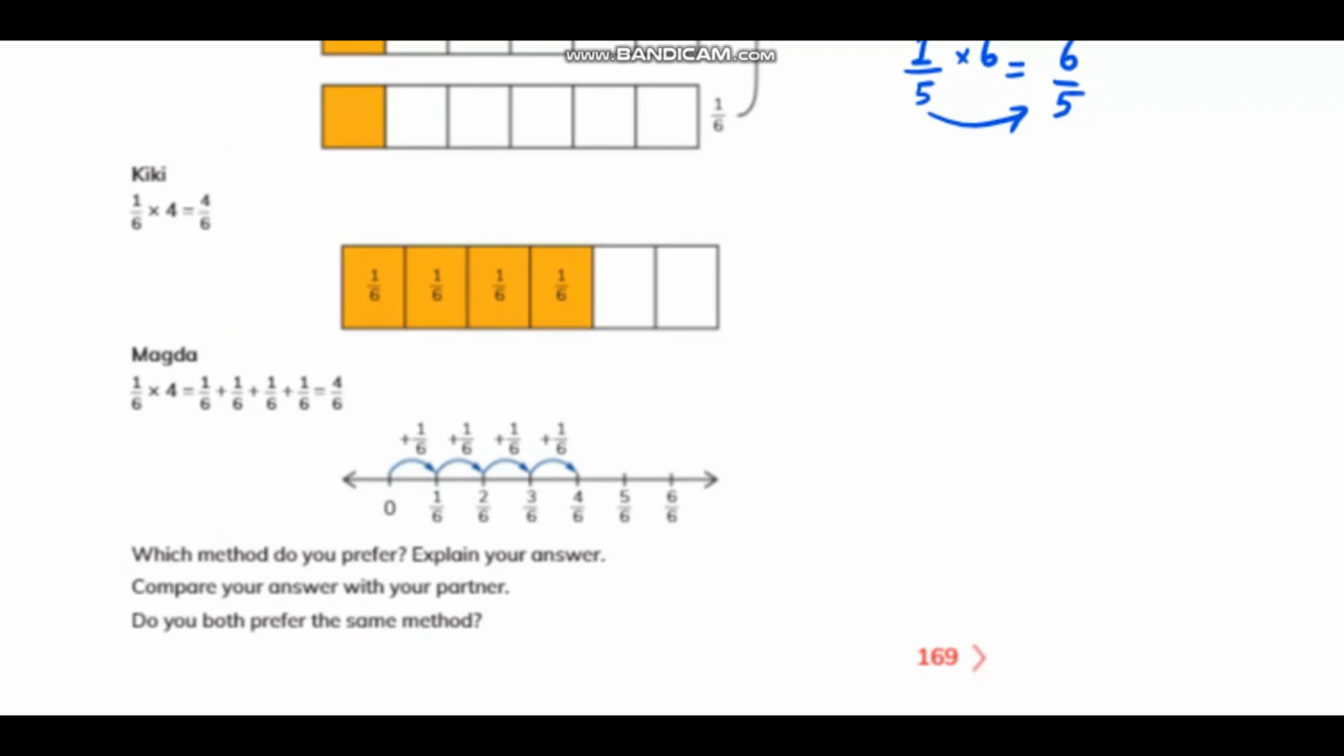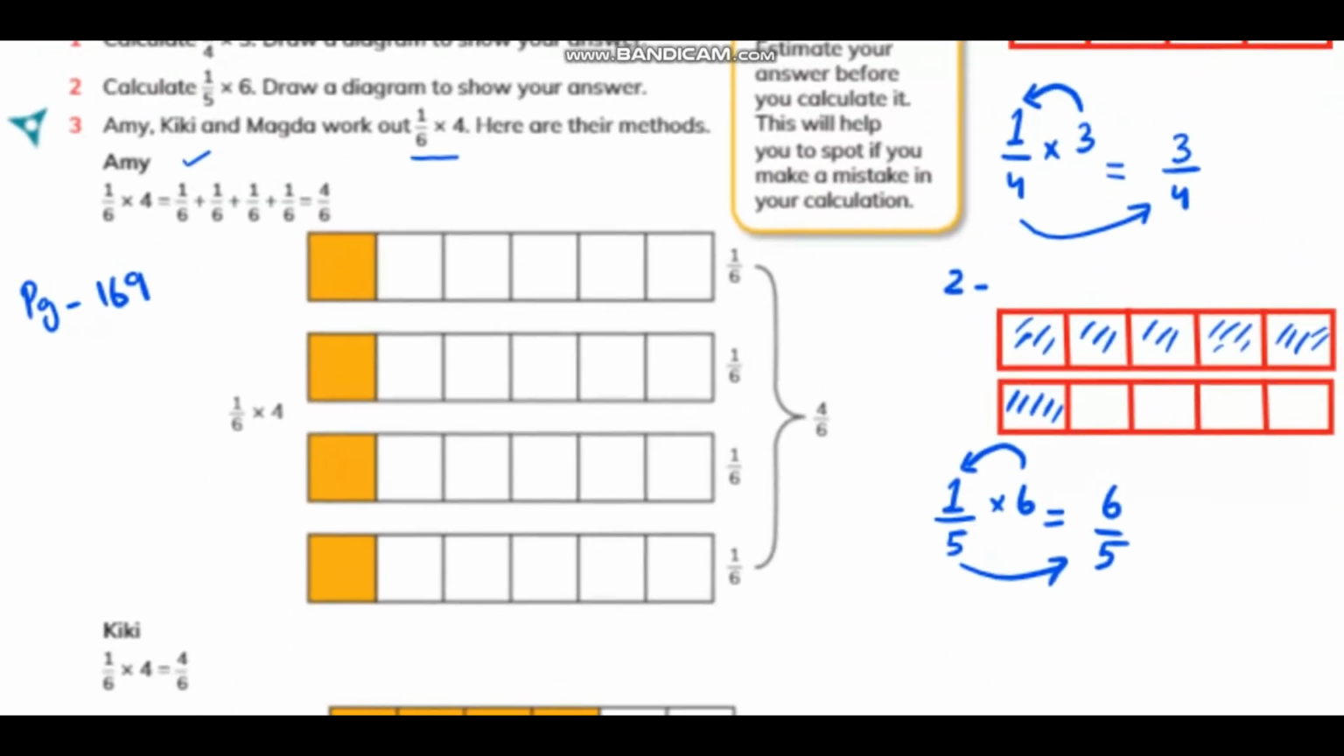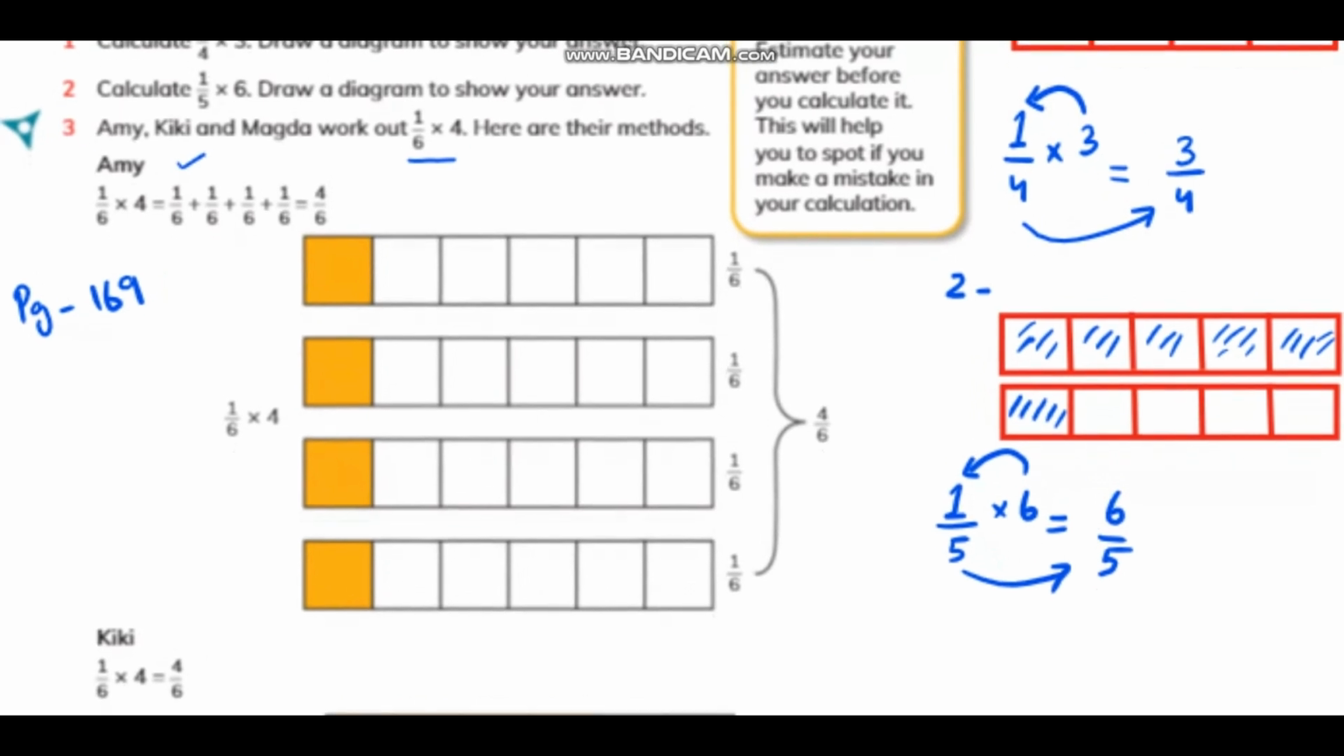Okay, so let's move now. Let's start from Amy. The question is here, 1 by 6 multiply 4. So what Amy is doing, look, how many total parts do we have here? 6. 1 2 3 4 5 and 6, and here is 4. When we multiply 1 with 4, how many parts do we have to color? 4. So what is she doing? She is taking 1 by 1. Look, 1, 2, 1 plus 1 is 2, 2 plus 1 is 3, 3 plus 1 is 4. She is taking 1 by 1.